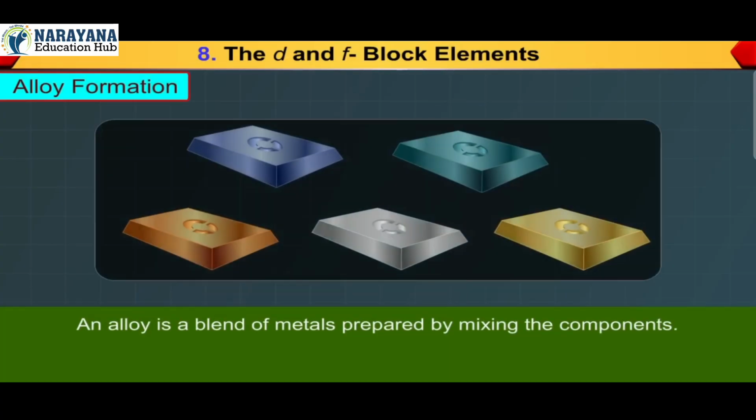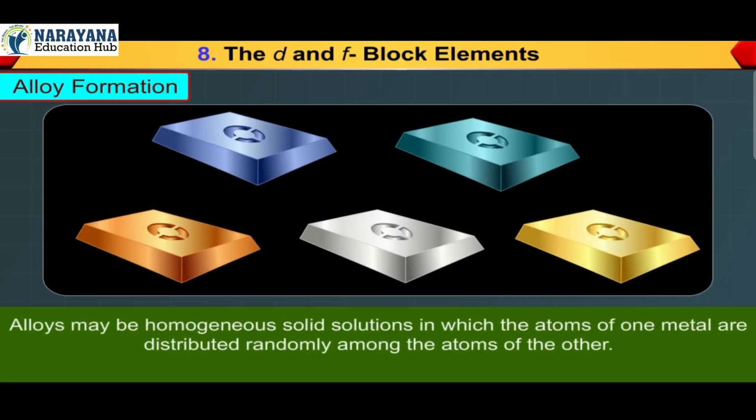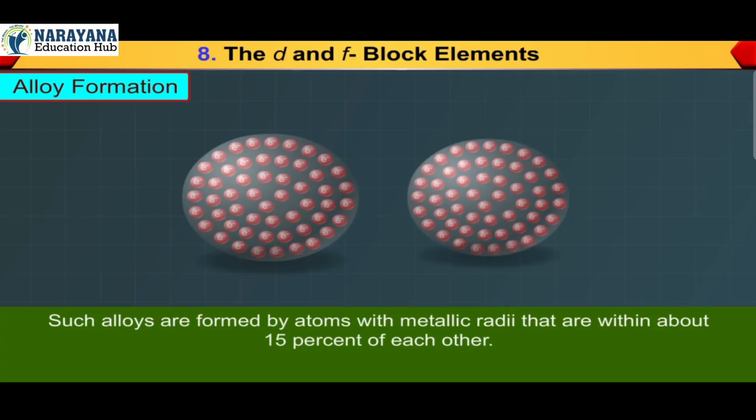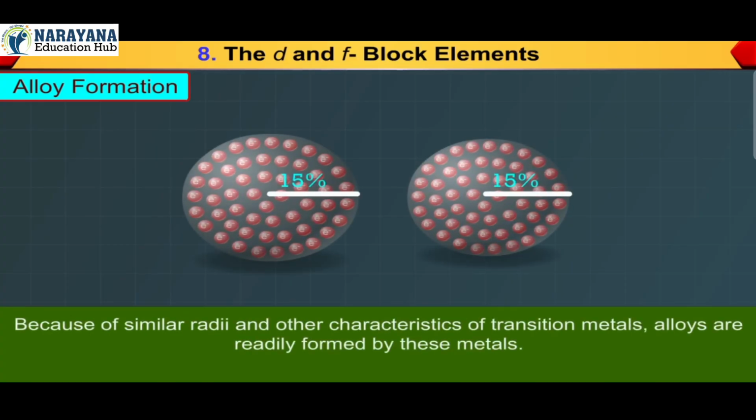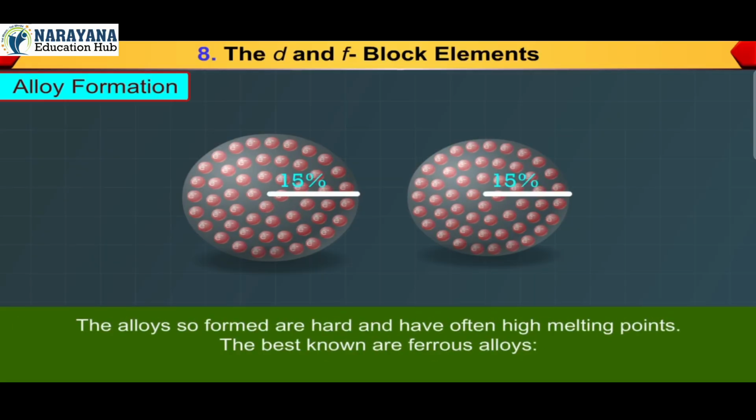Alloy formation. An alloy is a blend of metals prepared by mixing the components. Alloys may be homogeneous solid solutions in which the atoms of one metal are distributed randomly among the atoms of the other. Such alloys are formed by atoms with metallic radii that are within about 15% of each other. Because of similar radii and other characteristics of transition metals, alloys are readily formed by these metals. The alloys so formed are hard and often have high melting points.